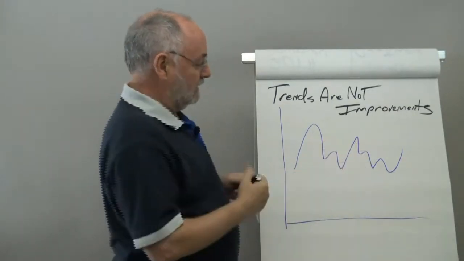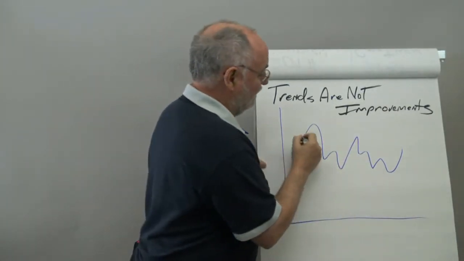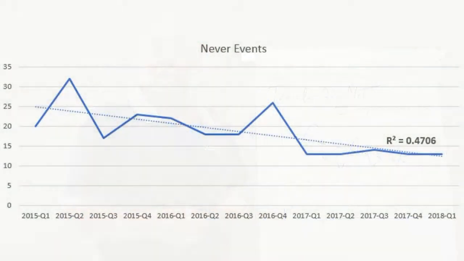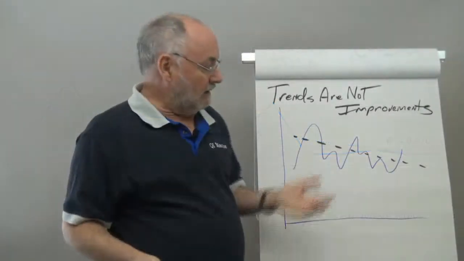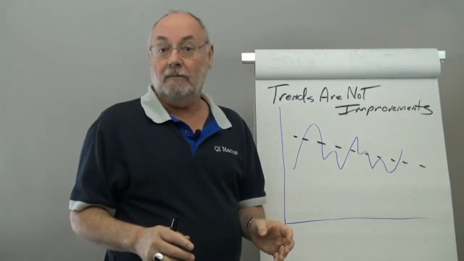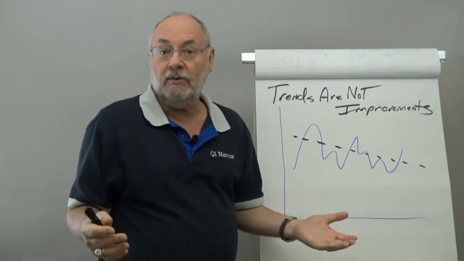Sometimes it would be a bar chart like this, and then they would fit a trend line on there. Now, what's the matter with this? It looks like there's a downward trend in whatever it was, right? So does that really prove there was a downward trend?